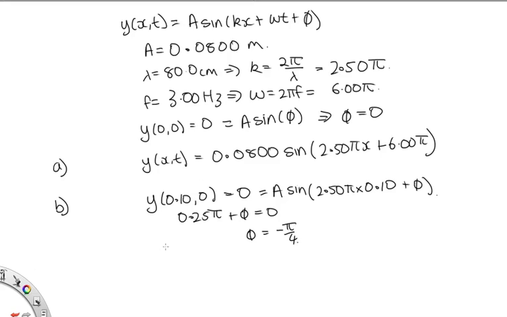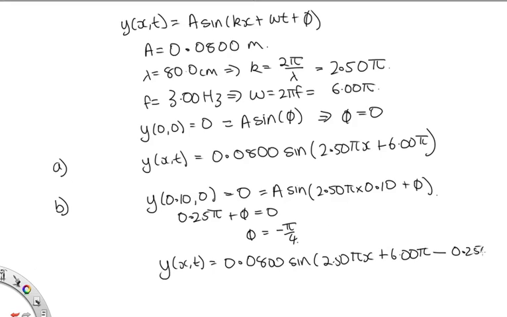And so substituting in, we have y of x and t. Most of it hasn't changed, 0.0800 sine 2.50 pi x plus 6.00 pi t, but now we subtract off this 0.250 pi. And that's the answer to this question, and that's the end of the lecture.